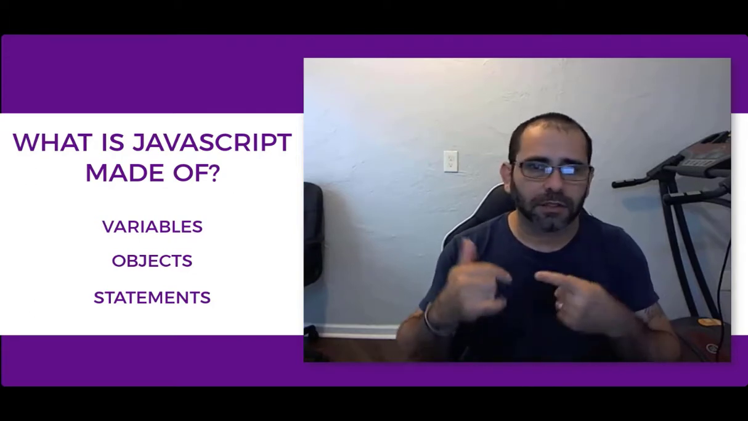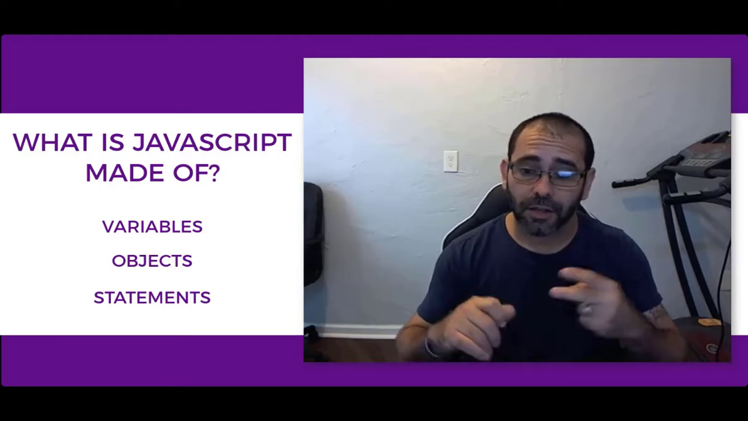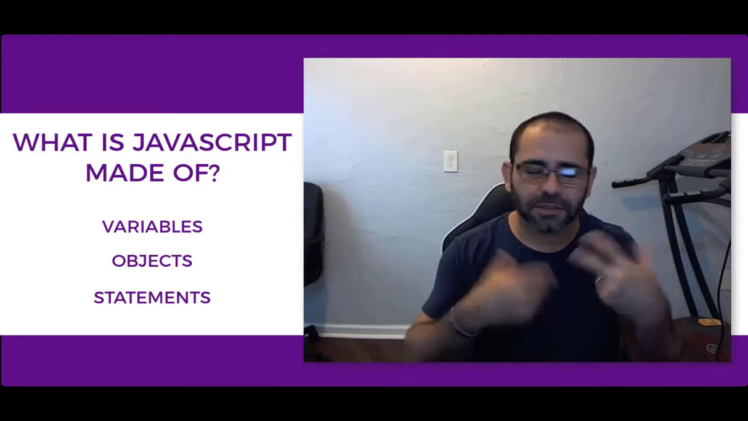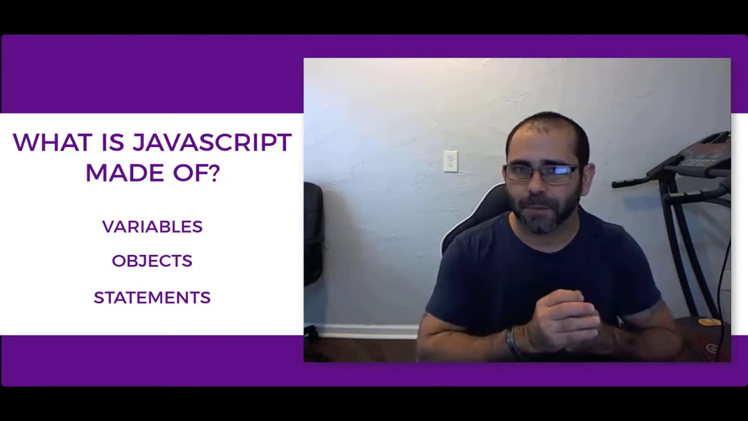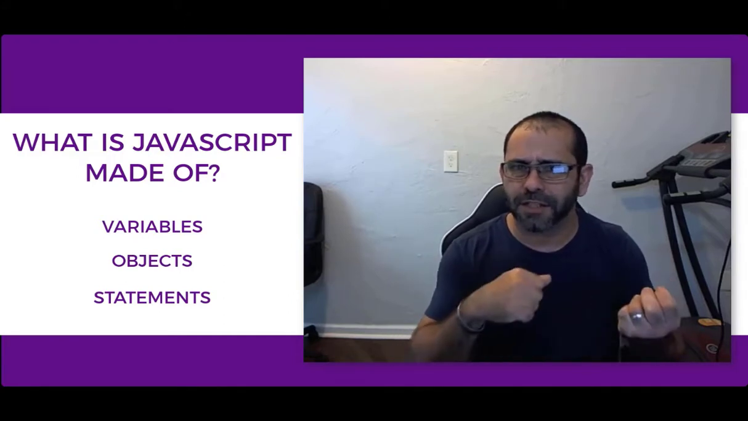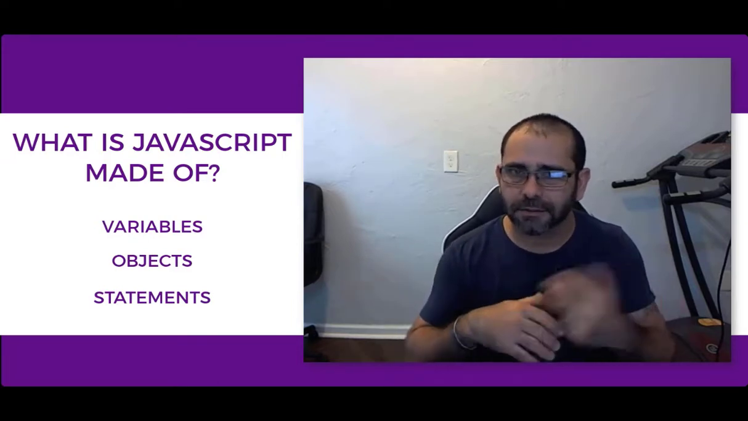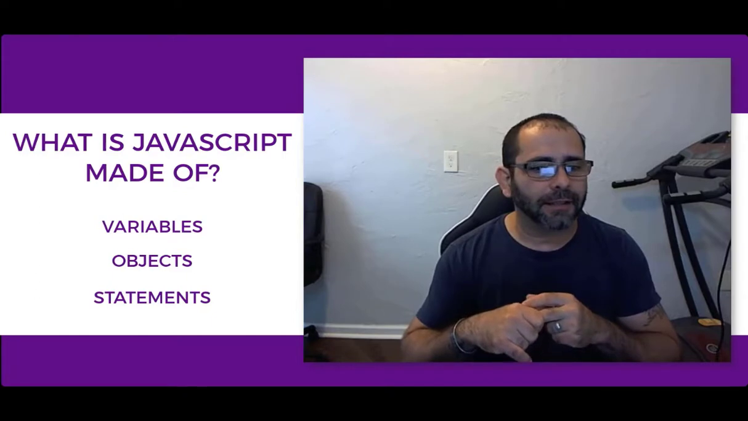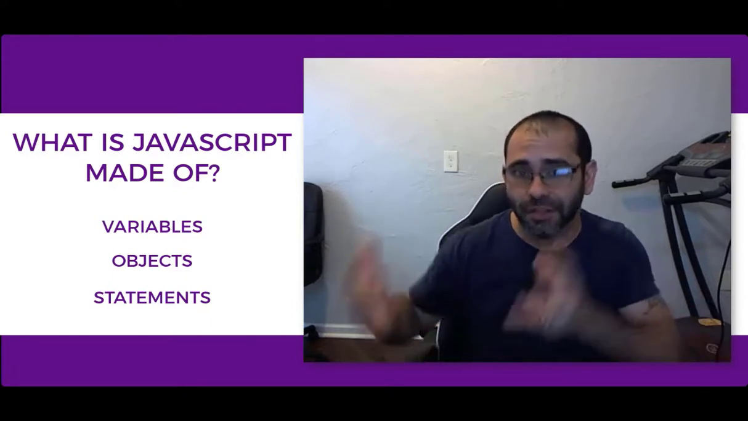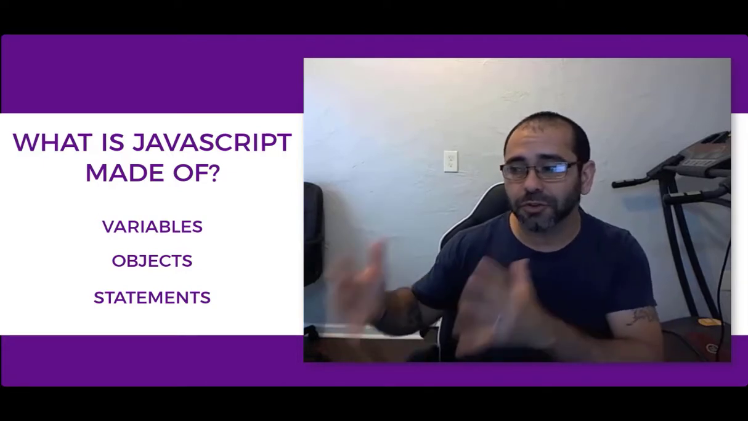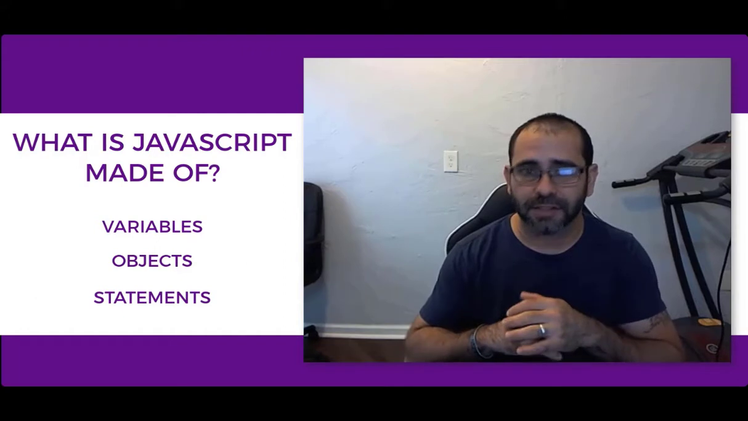Things you can store and things like that. And objects are ways that you can do things to the things you save, to the things you have in your variables. So things you can do to that, all right? And the statements are how you do certain things to the things that you have stored in variables and things like that.